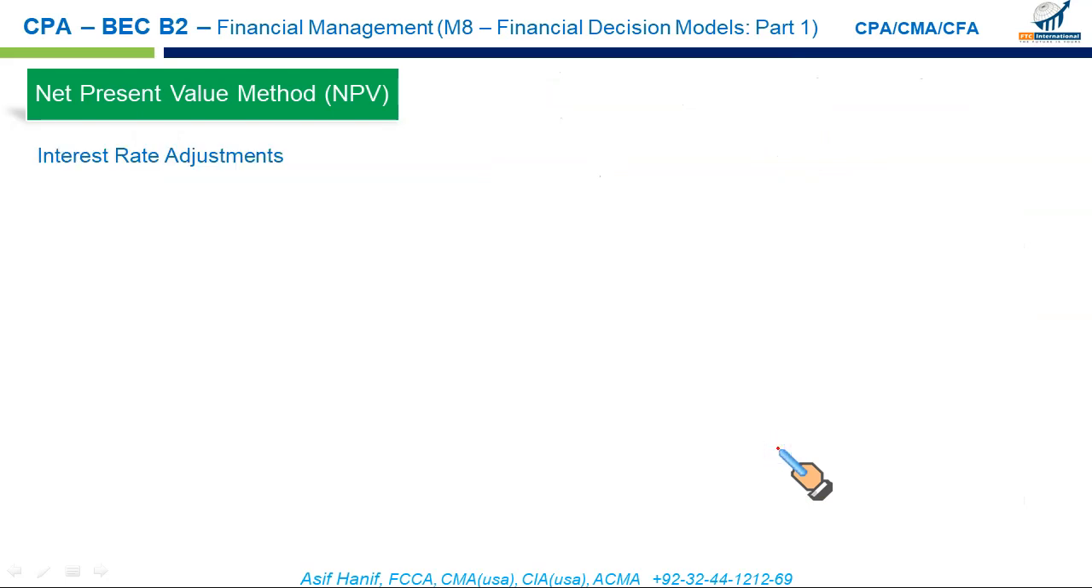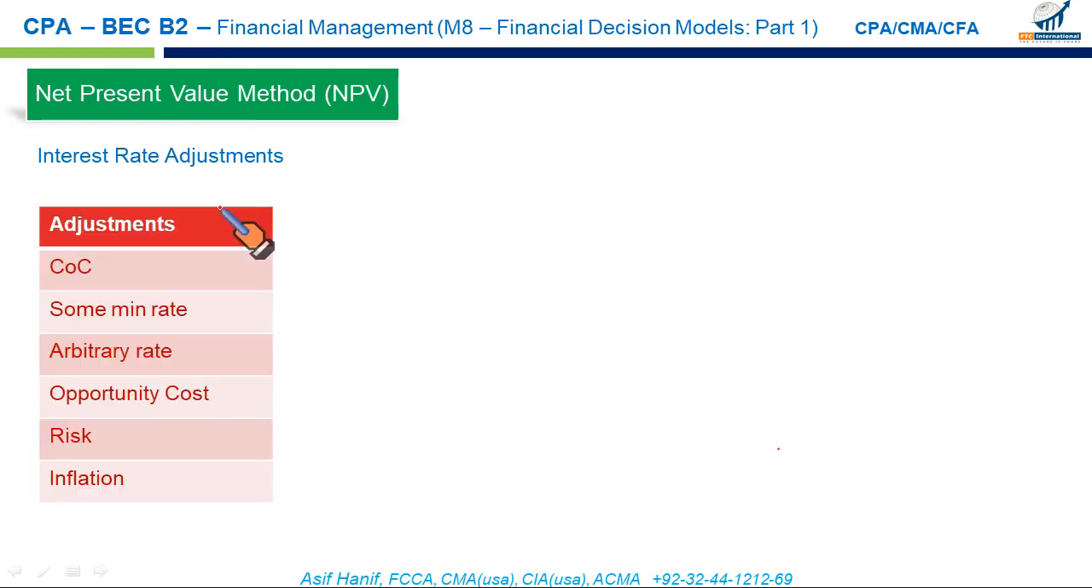Next is interest rate adjustments, meaning the adjustment to the discount rate we will use to bring our future cash flows into present terms. Now, what alternatives may we have? We can take just our current cost of capital, COC, if you think this is appropriate.